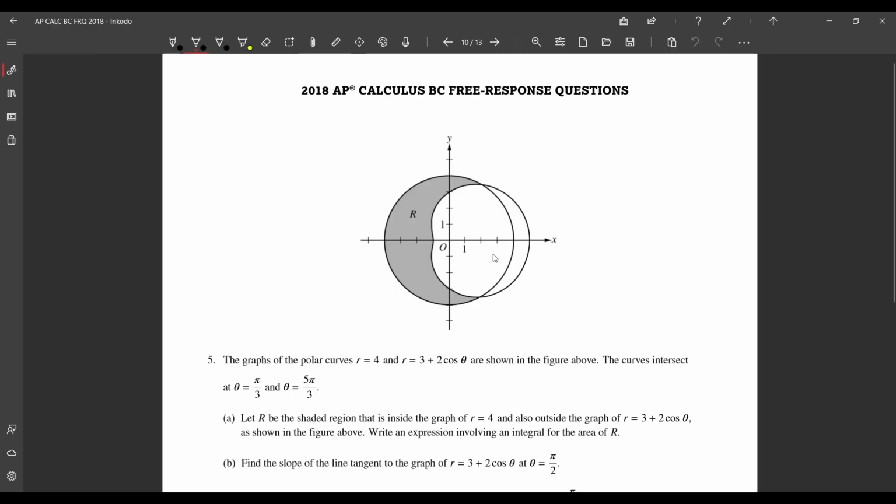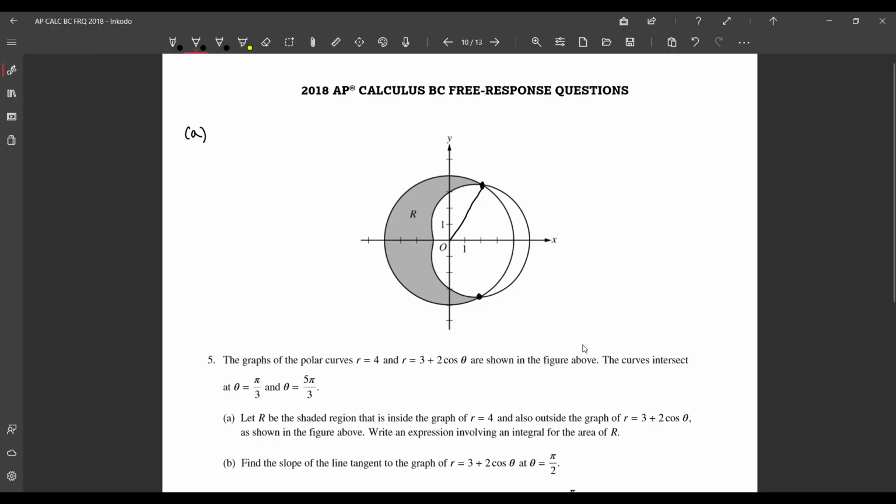So here we have polar graphs. This is going to be hopefully not embarrassing. So we're given the angles of intersection here. Of course, we know the radius of intersection as well. Alright, so I'm just going to do part A up here. So let R be the shaded region.